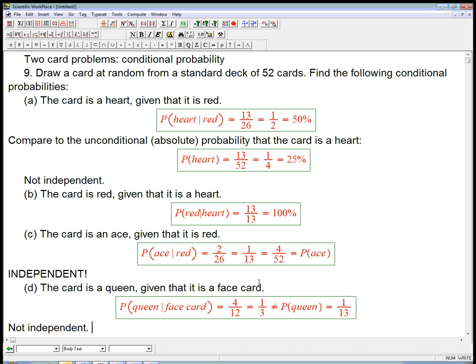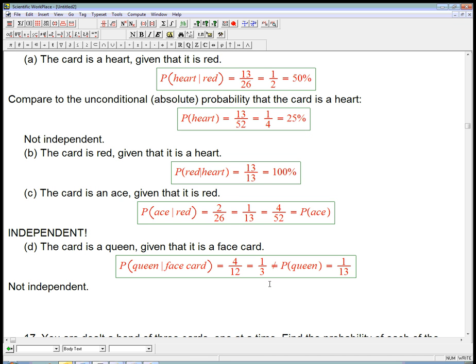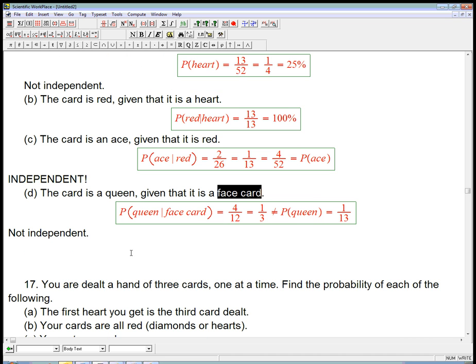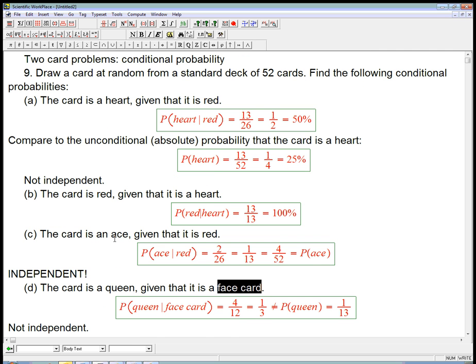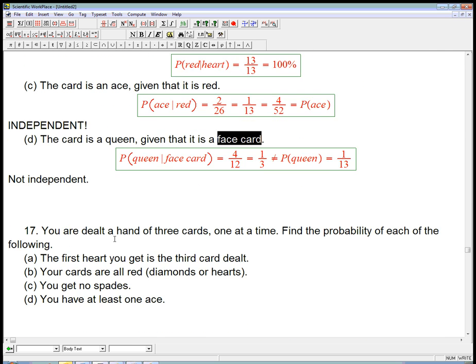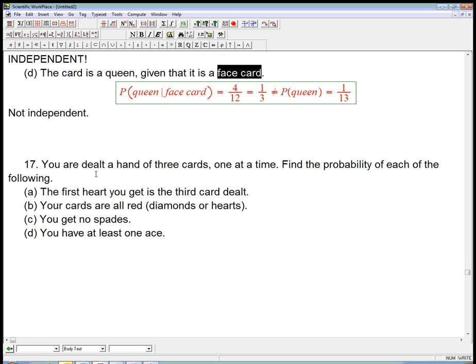So notice how I keep phrasing this. It's a good way to think about it. I'm interested in a certain event happening, like it being a queen. They give me some other information, and I'm trying to decide, do I like that? Does that make me happy or sad? And if it does, then they're not independent. That's assuming I have a pretty good intuition about the probabilities, which we don't always. Okay. So that's some simple ones with conditional probabilities and independence with cards.